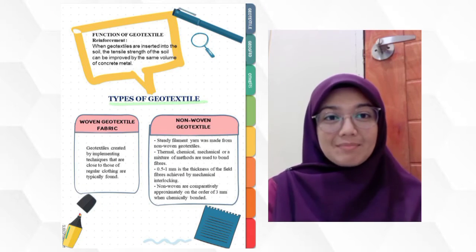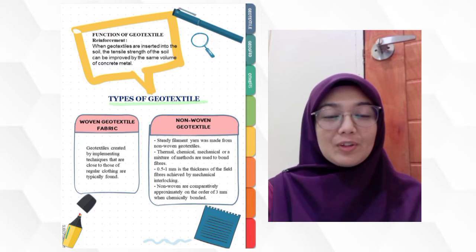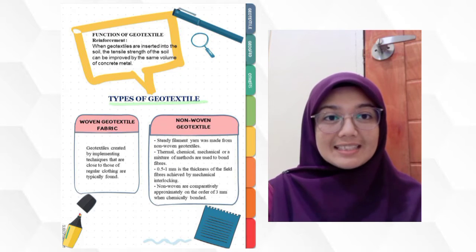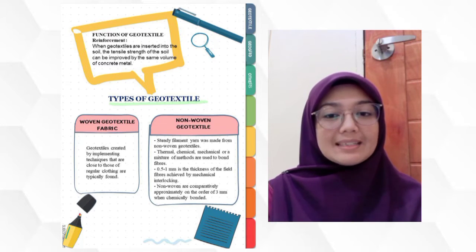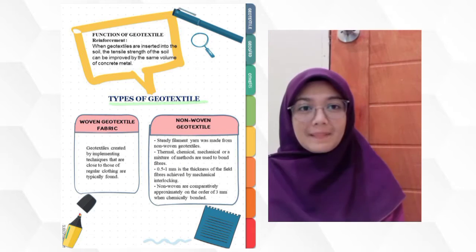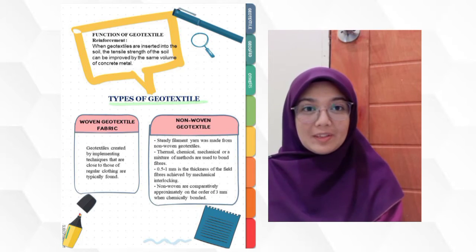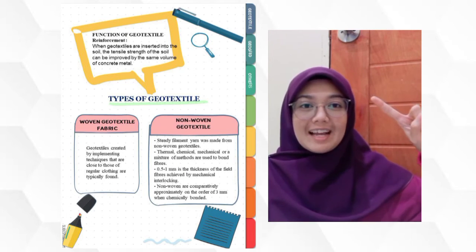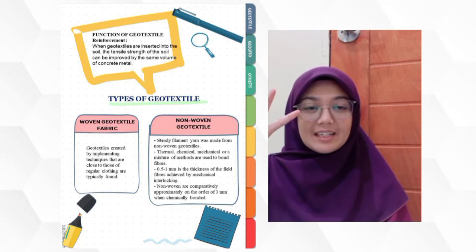Okay, let me explain about the function of geotextile and types of geotextile. For the function of geotextile, reinforcement is when geotextile is inserted into the soil, the tensile strength of the soil can be improved by the same volume of concrete material. Okay, there are two types of geotextile. First, woven geotextile fabrics. Second, non-woven geotextile.